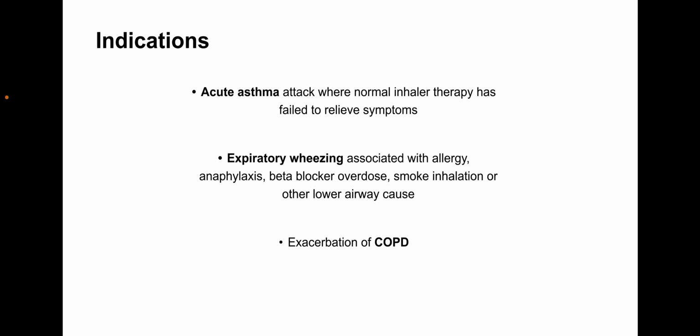So under our indications and JRCALC for when we'd give salbutamol, the first one would be for acute asthma where normal inhaler therapy has failed to relieve symptoms. We've got an expiratory wheeze associated with numerous medical causes, and we've got an exacerbation of COPD. It's worth noting that the exacerbation of COPD doesn't require a wheeze. A lot of the time we will associate the presence of a wheeze with needing salbutamol, but COPD patients won't always present with a wheeze, and that doesn't mean they should be excluded from receiving this drug.